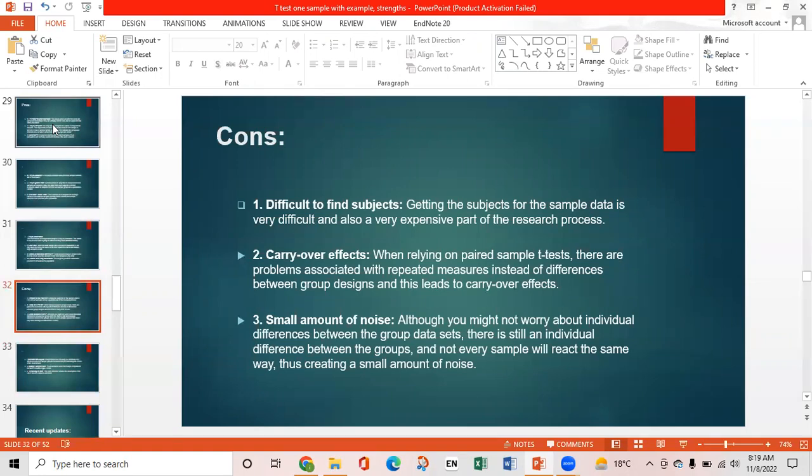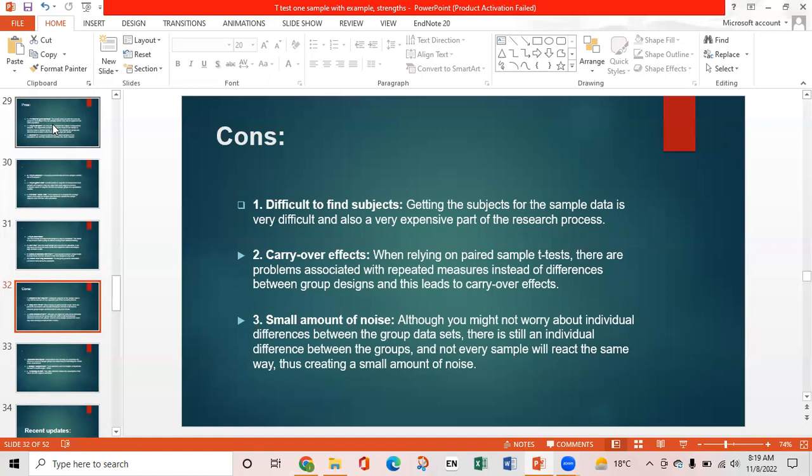Every pro has different cons to every test. First, subjects are difficult to find. Getting the subjects for the sample data is very difficult and is also a very expensive part of the research process. Second, a carryover effect: when relying on paired sample t-tests, there are problems associated with repeated measures instead of differences between groups designs, and this leads to a carryover effect.